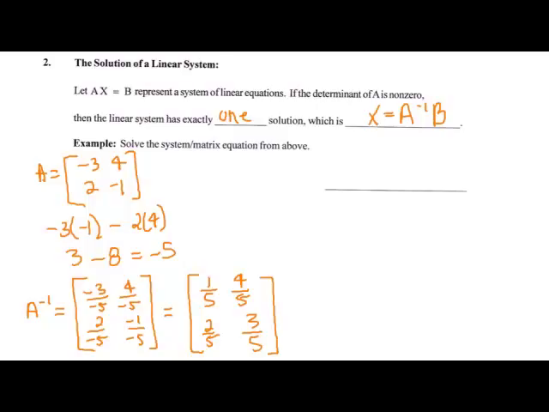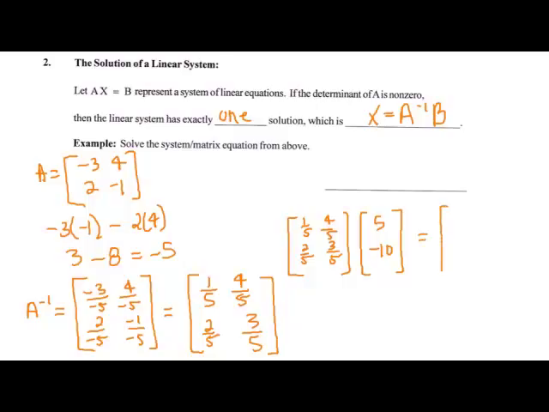So then to solve the system or the matrix equation, we need to multiply by the inverse. So we're going to take our inverse matrix, and remember we multiply it on the left on both sides. So 1/5, 4/5, 2/5, and 3/5. We're going to multiply that times 5 and -10. Now we have a 2 by 2 matrix and a 2 by 1 matrix, so we know that our solution is going to be a 2 by 1.